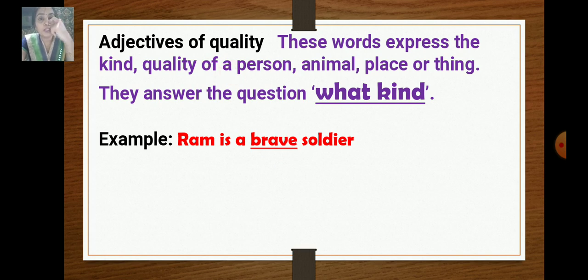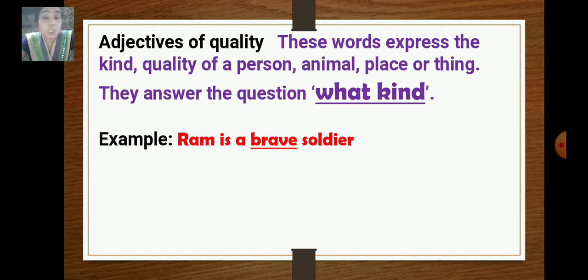Some other examples are Suresh is a handsome boy. So what kind of boy is Suresh? Handsome. So handsome is an adjective of quality. And we have one more example, Tita is an intelligent girl. So what kind of girl is Tita? Yes, intelligent. So the word intelligent is an adjective of quality.